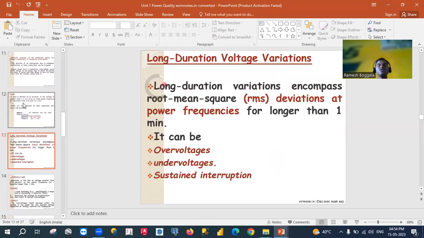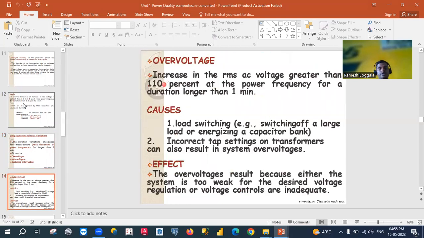Next one is long duration voltage variation. Long duration voltage variations are root mean square deviations at the power frequencies for longer than 1 minute. So it may be over voltage, under voltage, or sustained interruption. First, over voltage. Over voltage means an increase in the AC RMS voltage greater than 110% at the power frequency for a duration longer than 1 minute.